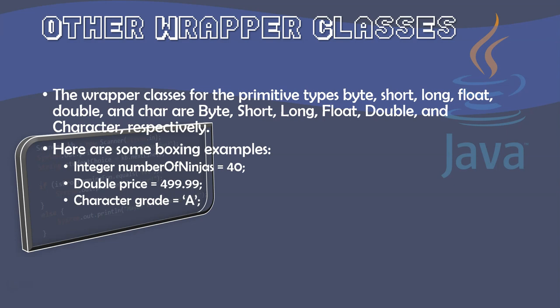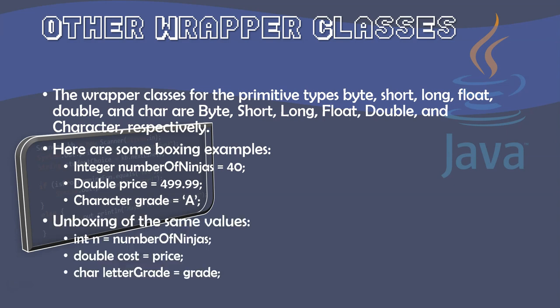Now here are some quick boxing examples, and we'll talk more about what boxing is, but this means we're going to make it from a primitive type into a class type. So for example, Integer numberOfNinjas = 40, Double price = 499.99, Character grade = 'A'. Now what if I want to turn those into the primitive types? Well, let's unbox these. Let's turn them back into what we want them to be. So for example, int n = numberOfNinjas, double cost = price, and char letterGrade = grade. These right here, of course, are referencing the class objects up here.